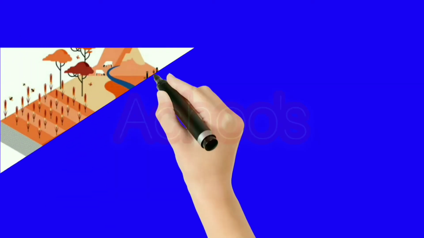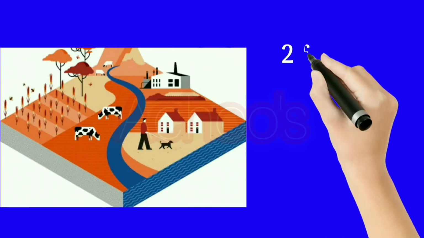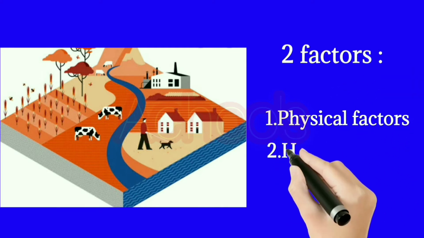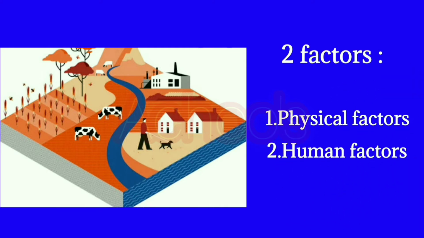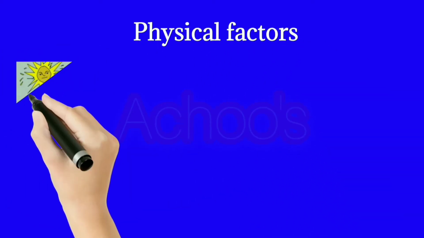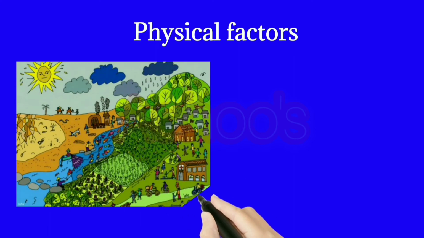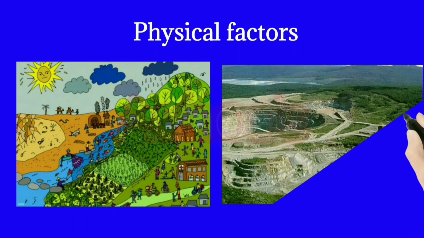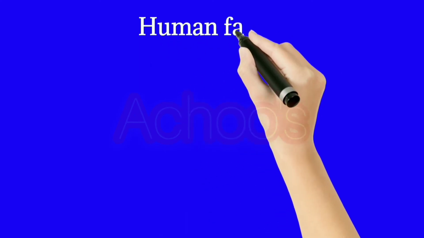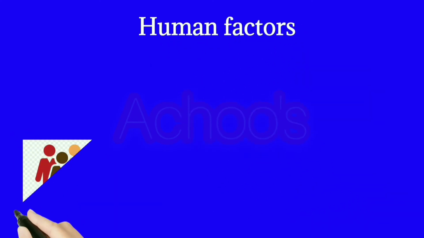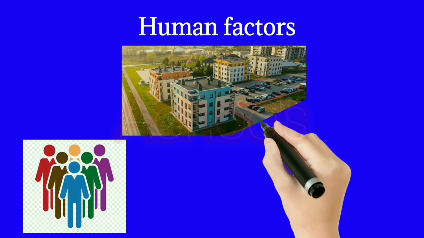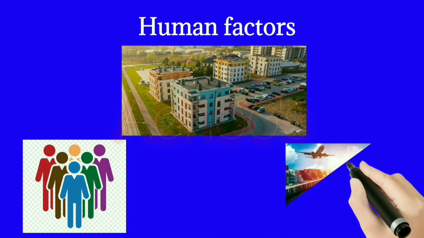There are two types of land use patterns. They are the physical factors and the second one is human factors. Physical factors include topography, climate, soil types, availability of water, and nature of rocks and minerals. While human factors comprise density of population, technological abilities, customs, and ways of living.